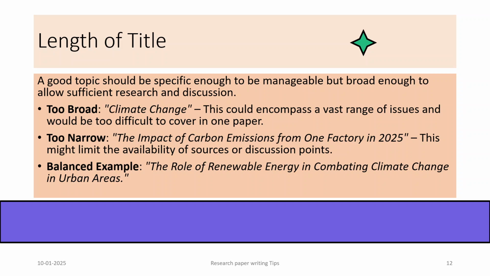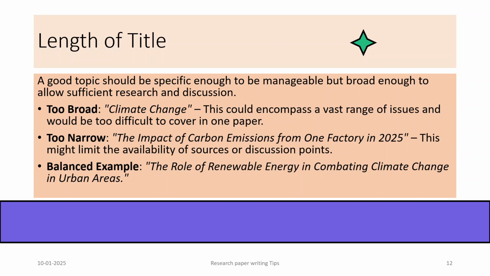Then the question comes, suppose you decided the topic, what should be the length of the title? A good topic should be specific enough to be manageable, but broad enough to allow sufficient research and discussion. So what is the meaning of this? Try to understand: too broad, too narrow, and a balanced example. For example, I choose a topic like climate change. This could encompass a vast range of issues and would be too difficult to cover in one paper. In 6 pages or 8 pages, you cannot cover the entire climate change.